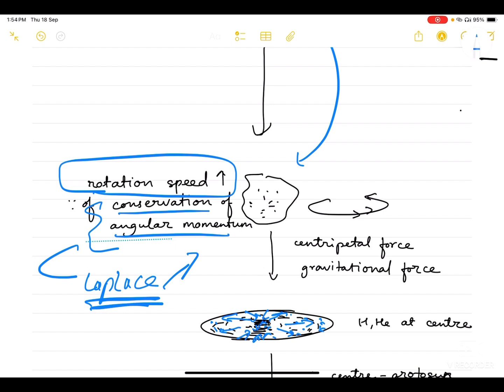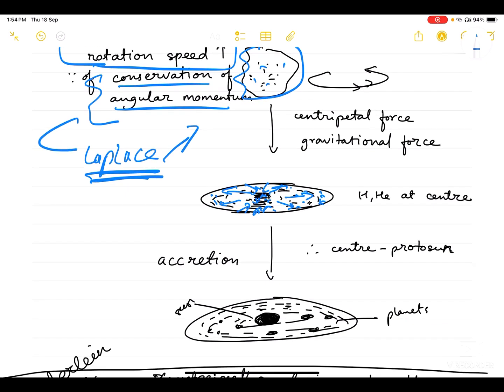We can understand the conservation of angular momentum with the example of an ice skater. When they start rotating with their hands spread, they rotate at a certain speed, but when they scrunch down and get their hands closer to the body, in a way getting smaller, they start rotating faster. In a similar manner, this cloud started rotating faster, and centripetal force started pushing the particles away from the center, while gravitational force tried to pull them inwards towards the center.